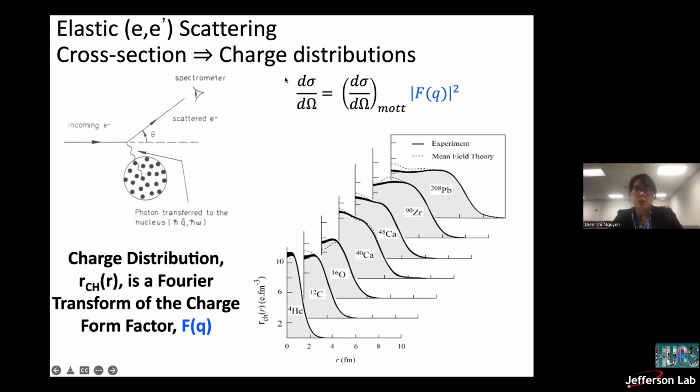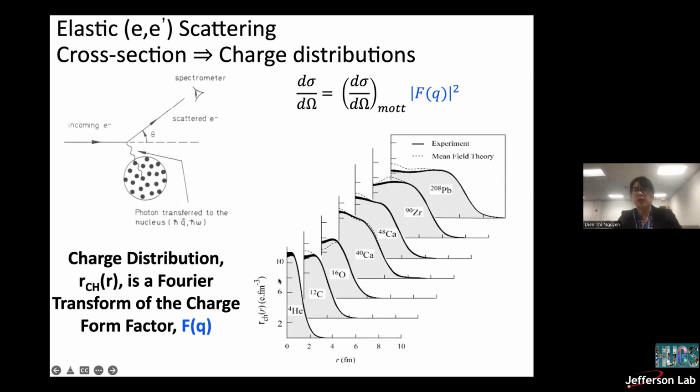So in the experiment, we will measure this cross section, and based on the assumption we have, we will be able to calculate the Mott cross section. I will have a formula for the Mott cross section later. Then we divide the measured one by what we can calculate, the Mott cross section. Then we will be able to extract the charge form factor of that object. And from the charge form factor, we can use the Fourier transformation to calculate the charge distribution of the object.